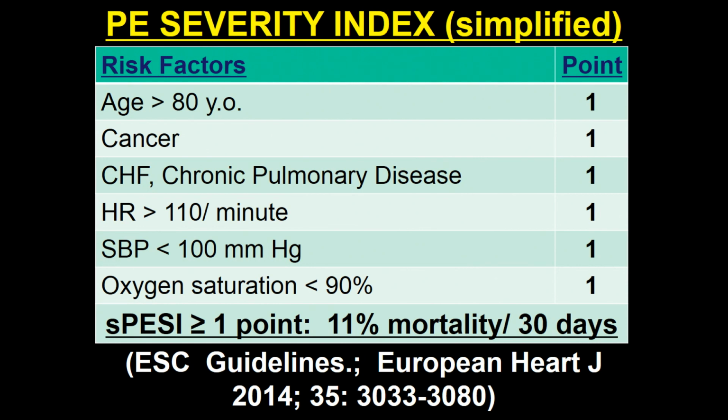We can recognize a sick pulmonary embolism patient, but to facilitate communication among our colleagues, it's useful to have a pulmonary embolism severity index, or PESI, often called the PESI score. And with this score, if you have any of the following conditions or risk factors, your likelihood of death within 30 days has been estimated at about 11%. And these risk factors include age greater than 80, cancer, heart failure, chronic pulmonary disease, tachycardia, hypotension, or oxygen desaturation.